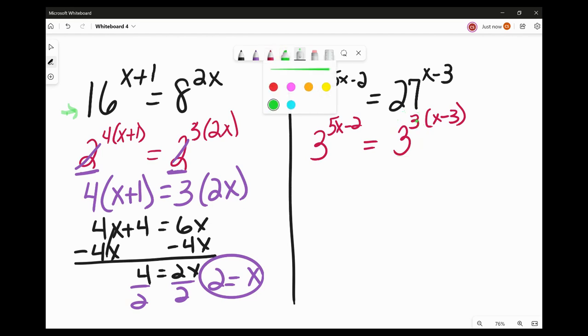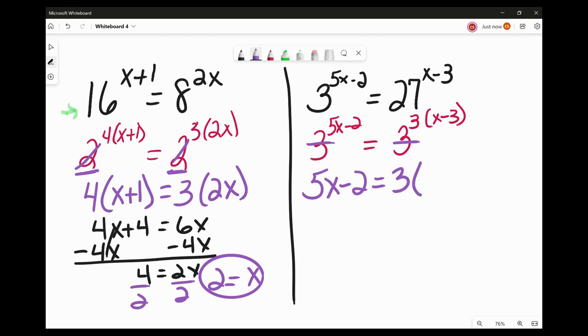In this example, all I did was rewrite 8 as 2 to the third power and 16 as 2 to the fourth power so that they could have the same base. Now, since the bases are the same, they don't mean anything anymore, okay? And I just have to look at the exponents. If the bases are the same and it's equal, I know the exponents have to be the same. So I'm just going to write the exponent, 5x minus 2. And then on this side, I have 3, and then in parentheses, I have x minus 3.